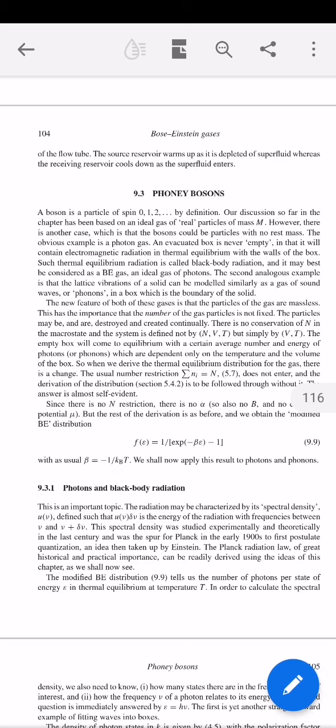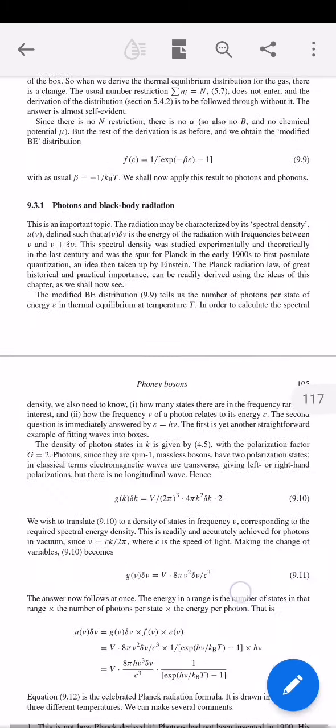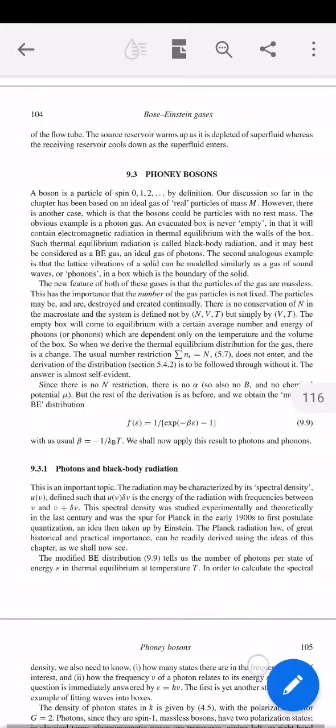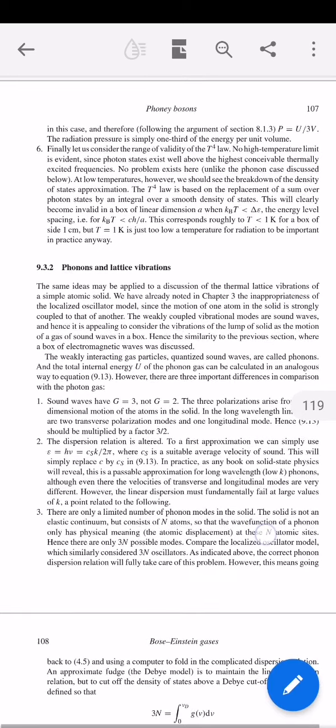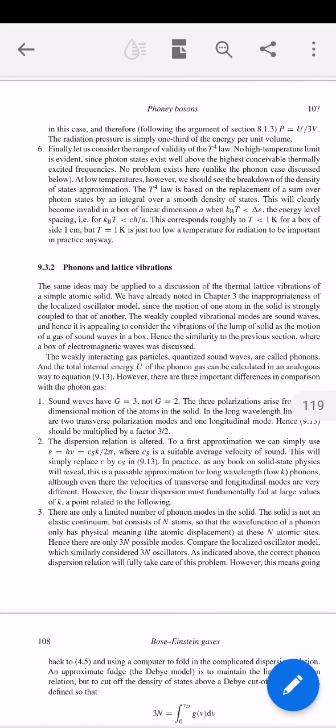Massless gases and black body radiation. Interesting analysis of bosons and black body radiation. Didn't know about the link that existed. Phonons, we know that phonons are particles of sound waves, lattice vibrations.